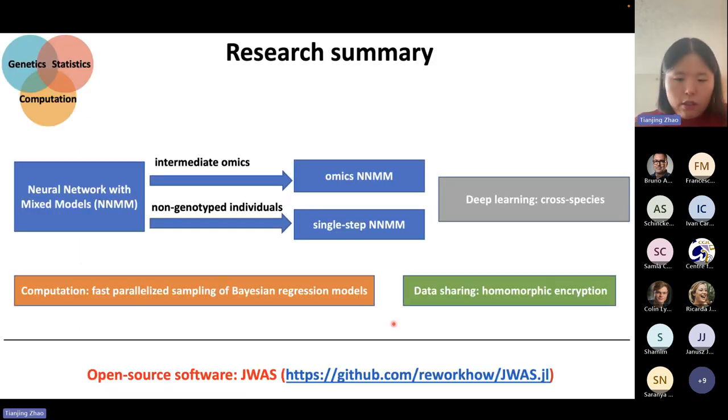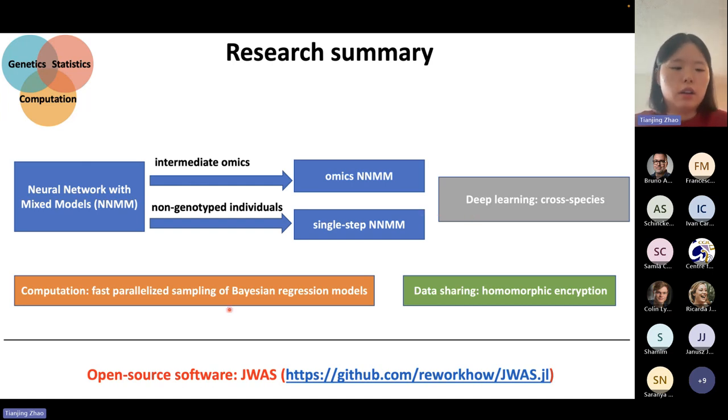So here, I have finished my talk on my research, and now let me summarize. For my research, we proposed the neural network with mixed models, NMM, to include intermediate or omics data into conventional genomic prediction. This is also another representation for a single-step scenario. And we proposed deep learning models for human peak cross-species analysis. This is because the conventional mixed model cannot handle these two challenges, this new data.